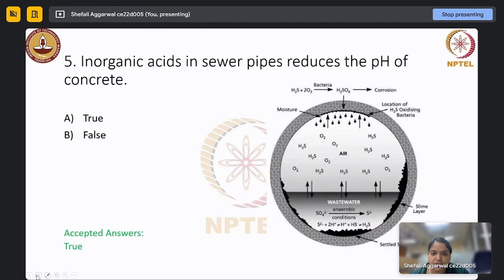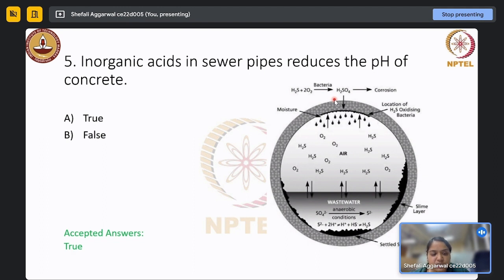Yeah, it's true. Because of inorganic acids, H2S is forming, and when this H2S reacts with the environment, mainly oxygen, it will cause H2SO4. And as we know, H2SO4 is a very strong acid, and because of the presence of acid in concrete, our pH will reduce from 13 to approximately 9. And this pH of 9 can cause corrosion in concrete.